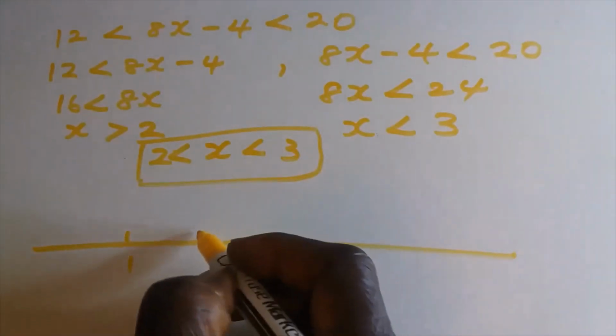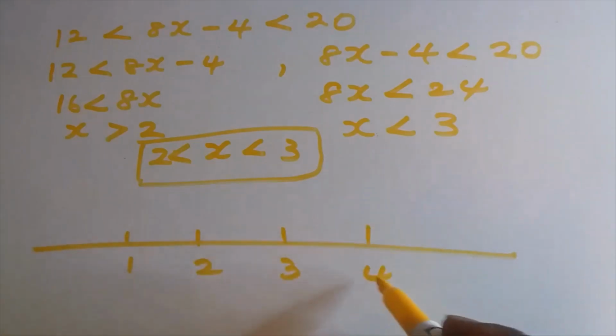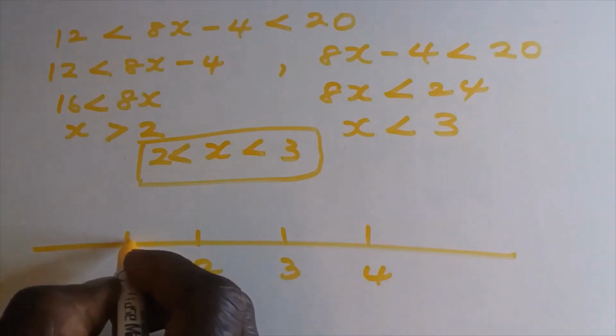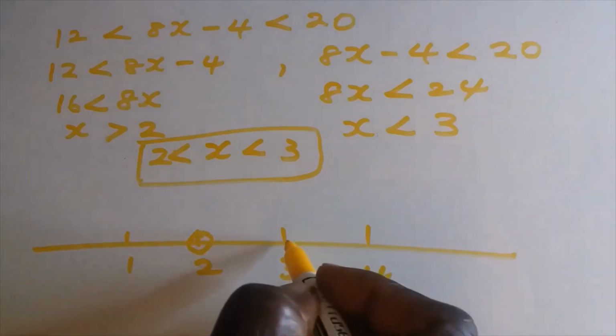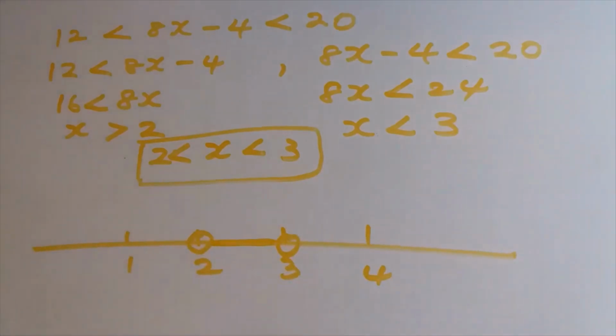On the number line, we do not include 2, so it's an open circle, and also we do not include 3, so it's just the values between 2 and 3, excluding 2 and 3.